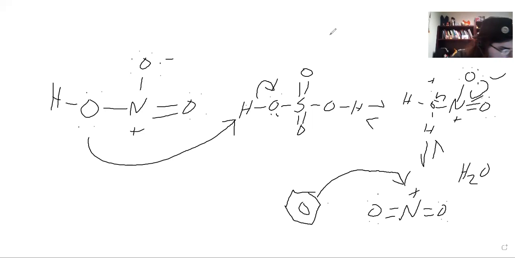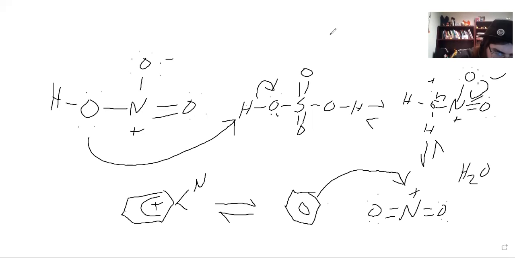Now, at this point, our benzene comes in. We attack the nitrogen, and it splits back into our sigma complex, with O minus and N plus. And then the sulfuric acid catalyst, HSO4 minus, is basic enough that it can extract that proton.